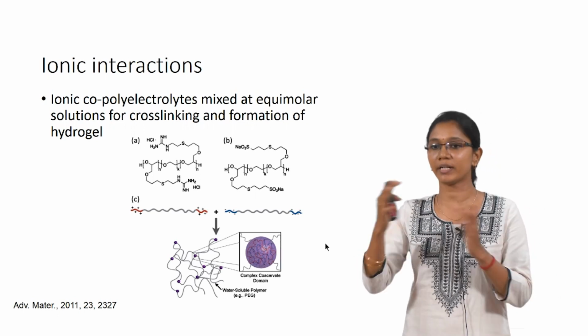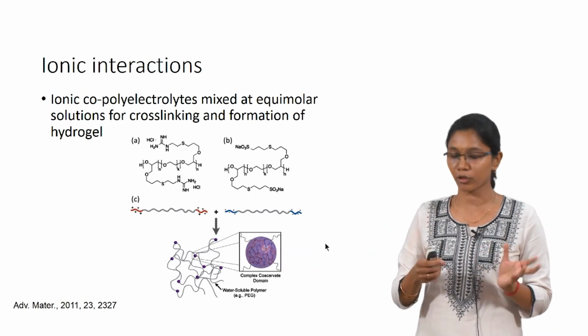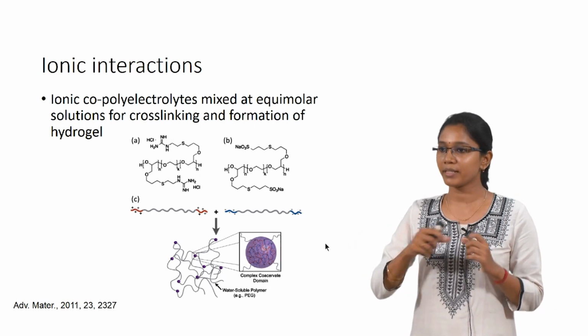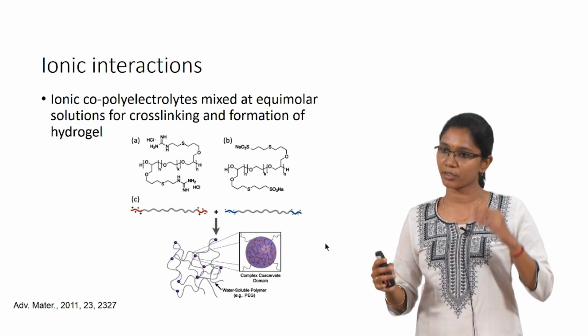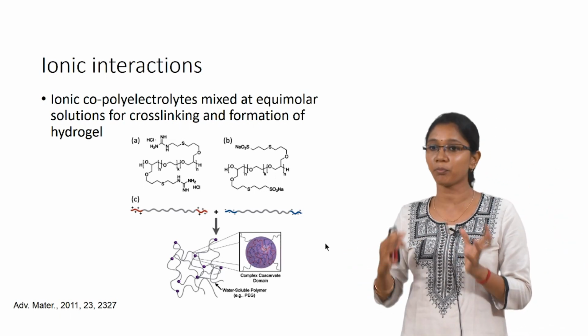Here, since we have seen different interactions, that was how the hydrogen bonding interactions are. You also have ionic interactions based polymer gels for tissue engineering. So here we have an ionic co-polyelectrolyte system where the polymers are modified to have a terminal ion. So one is a polyanion and the other one is a polycation.